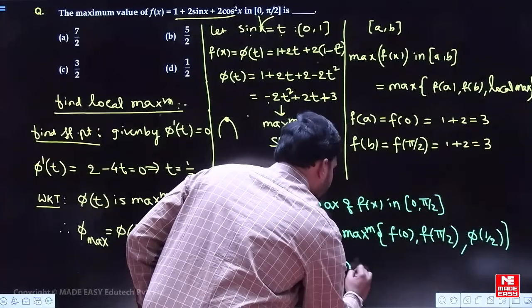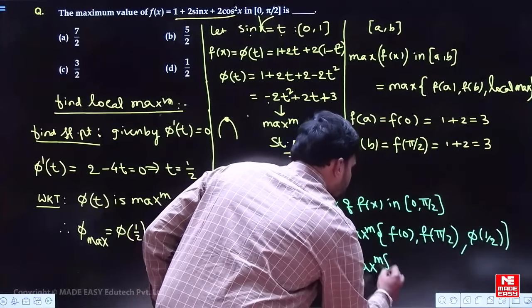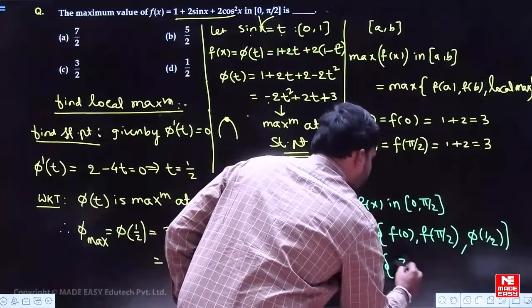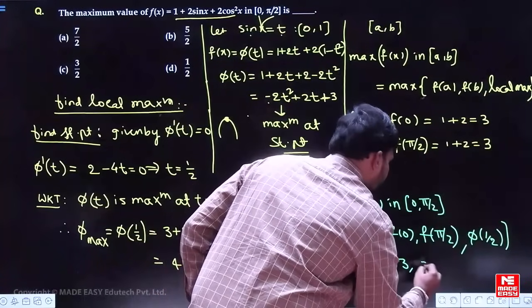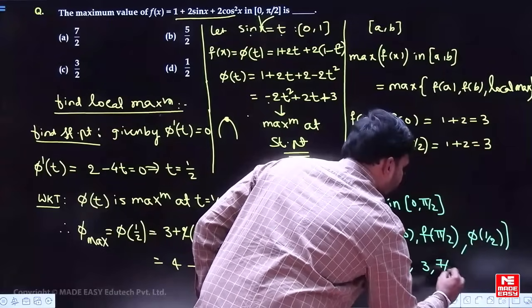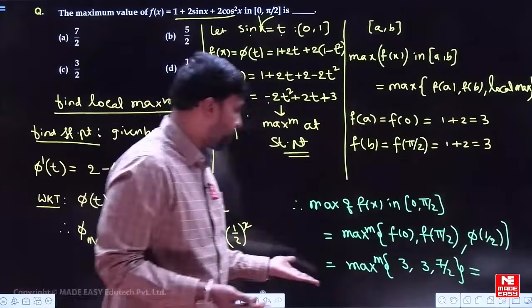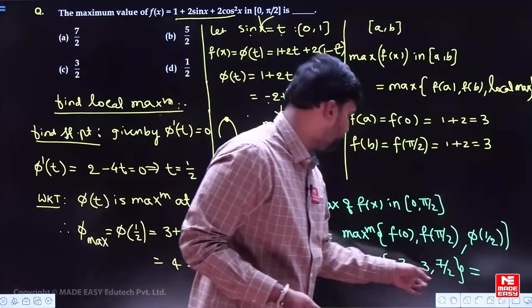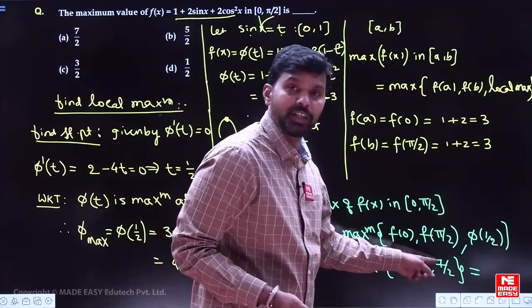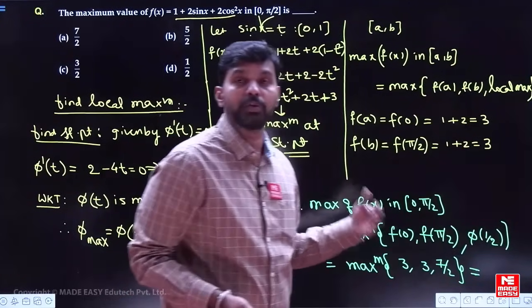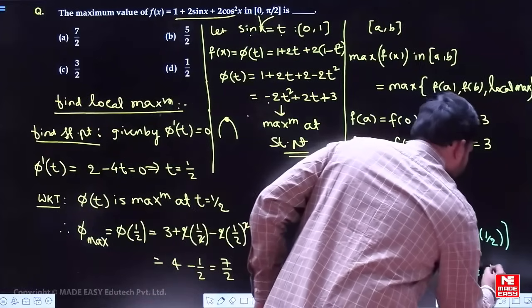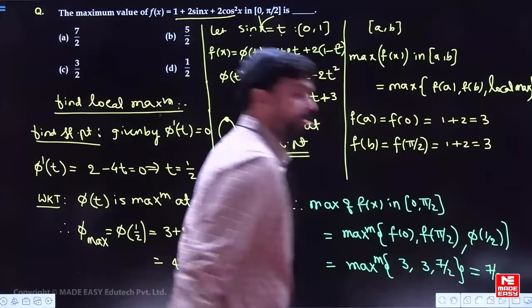It's your choice, you can write it however you like. So what is f of 0? It is 3, and what is f of pi by 2? It is 3, and this one is 7 by 2. Now tell me, out of all these 3, what is the maximum value? So the maximum value is 3.5, right? 7 by 2 is 3.5. So therefore the maximum value is 7 by 2.